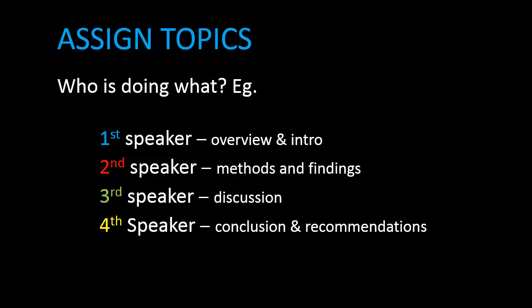Okay, next thing to talk about, assigning topics. So you need to decide round about now who is going to do what. For example, you might decide the first speaker is going to do an overview and introduction. You might decide the second speaker is going to do methods and findings. The third speaker is going to do discussion, and the fourth speaker maybe continue the discussion or maybe just conclusion and recommendations. You need to find a way of dividing it fairly evenly and fairly logically.